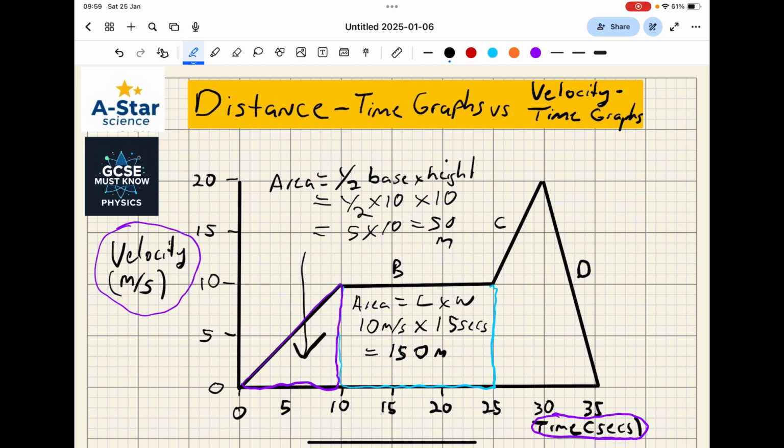And we could do that throughout the whole graph to find out the total distance traveled for the object. Challenge yourself now by pausing the video and trying to calculate the total distance traveled by the object.